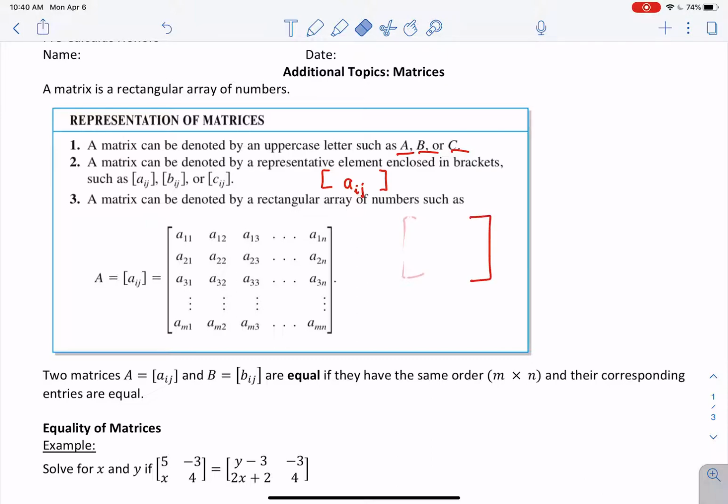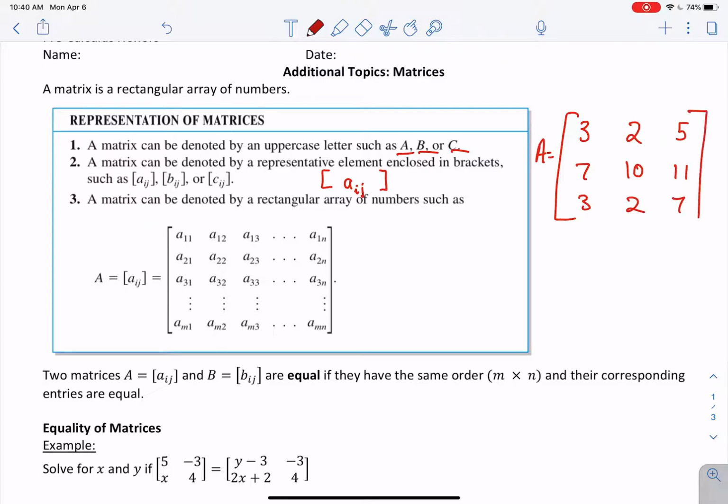So for example, if I had matrix A, it could be this matrix: 3, 2, 5, 7, 10, 11, 3, 2, 7. That could be a matrix. We could also have a matrix where it's just 2, 3, 1, 4, 5, 6. Right, they just make rectangles. So they need to be a number of rows, a number of columns, and then you fill in all those entries with some number.